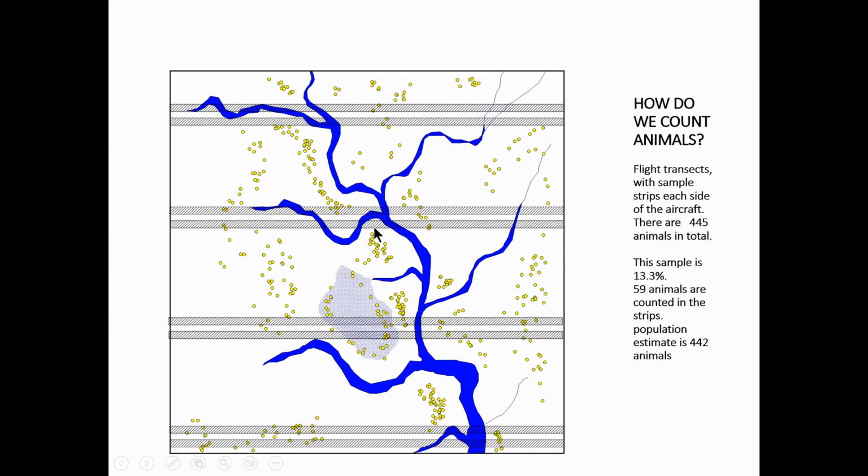This sample is a sample of 13.3%. 59 animals are counted in these little gray lines, and our population estimate is 442, which is very close to the total number that we know, which is 445. Of course, this is all conceptual, but it's to illustrate the principle of the SRF.